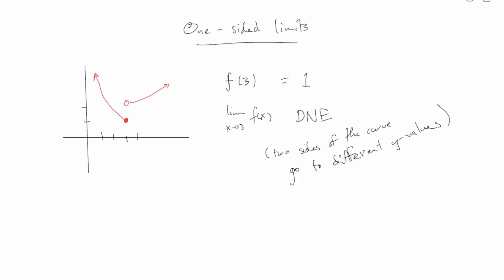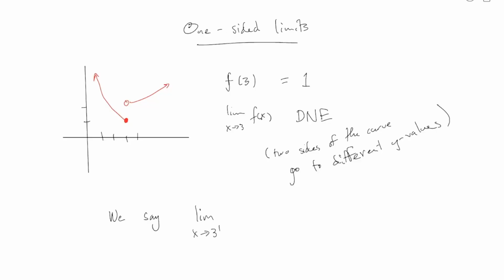But if you want to get specific about it, you can say there is one limit on the right side, which equals something, and there's another limit on the left side. That's what one-sided limits means. You can talk about, specifically if you want to, the limit on the right side and the limit on the left side.